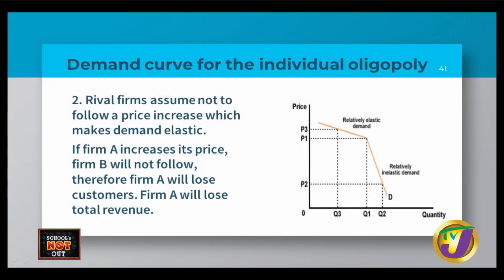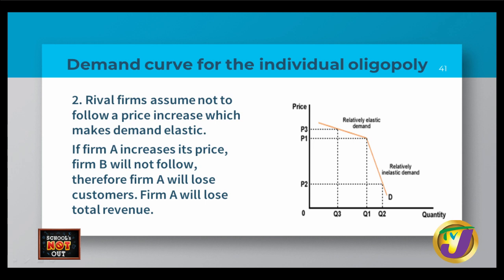The second part now is that rival firms assume not to follow a price increase, which makes demand elastic. So, if there's an increase in price, there is a significant reaction. We find that if firm A increases its price, firm B will not follow. Therefore, firm A will lose customers and lose total revenue.